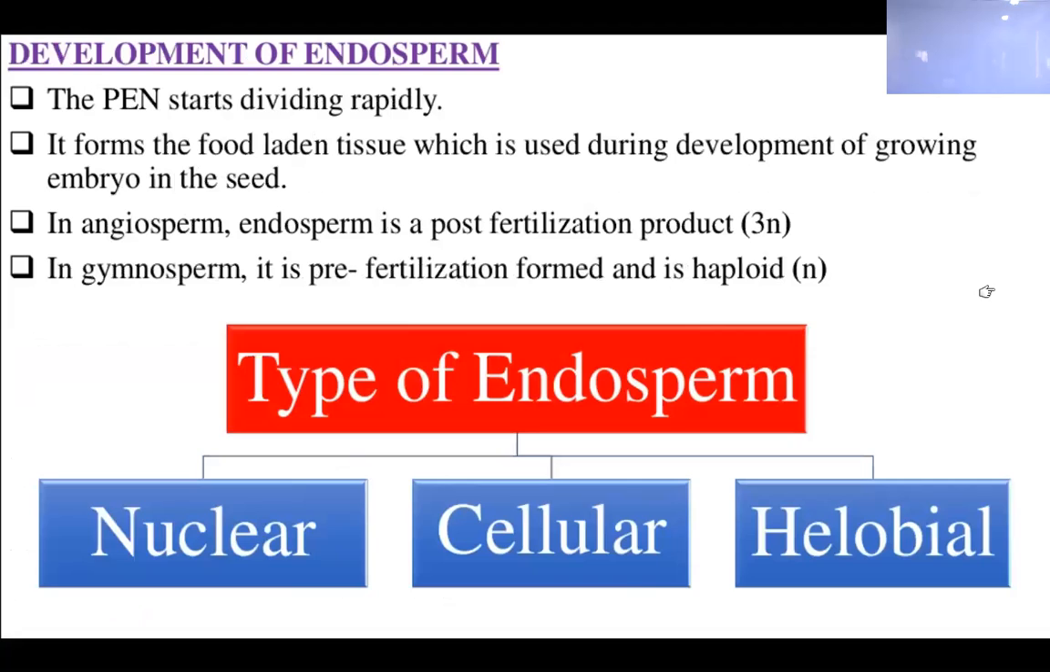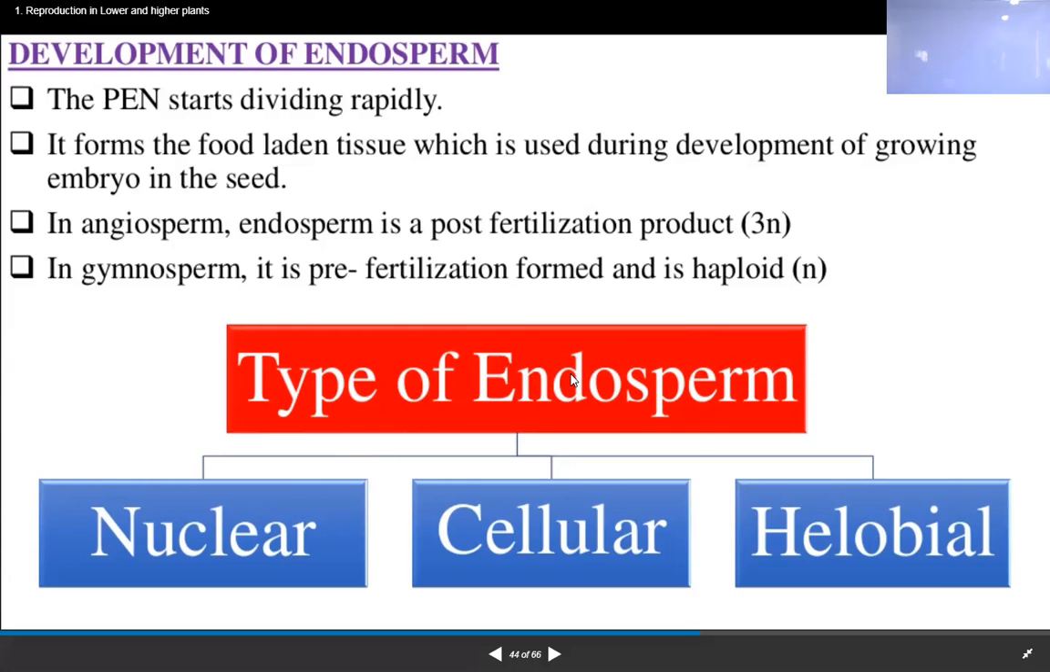Next, development of endosperm. This is the first post-fertilization event we are going to talk about. The PEN starts dividing rapidly. It forms a food-laden tissue which is used during development of the growing embryo in the seed. Endosperm gives nutrition to the zygote, which then converts into embryo. In angiosperms, endosperm is a post-fertilization product, that is 3N. In gymnosperms, it is formed pre-fertilization and it is haploid in nature.